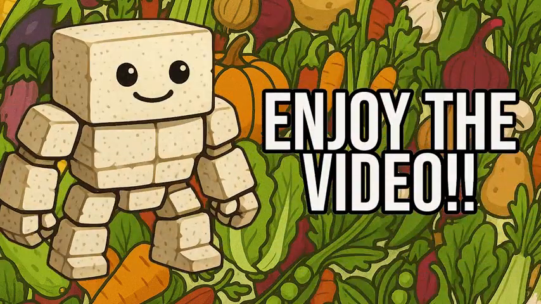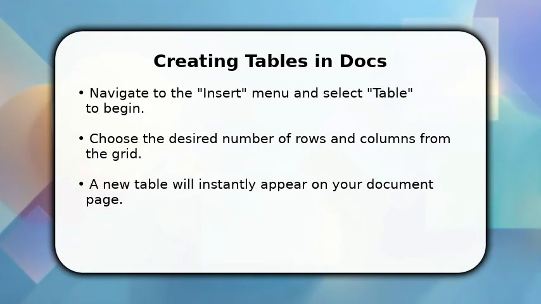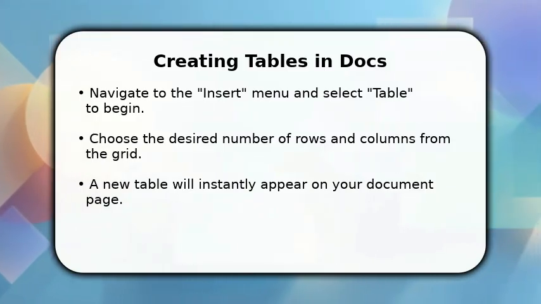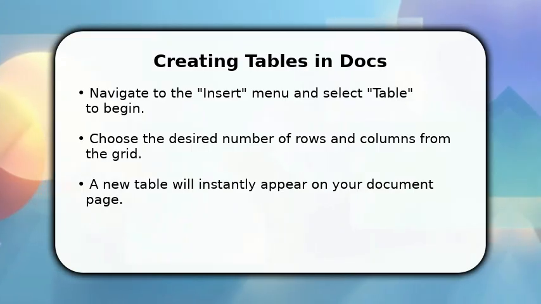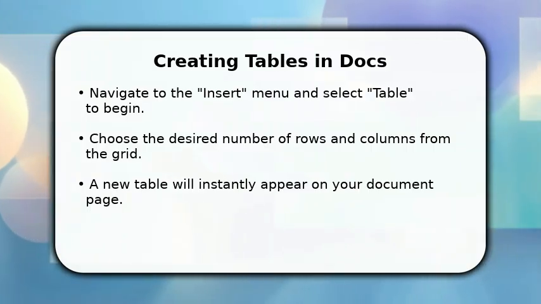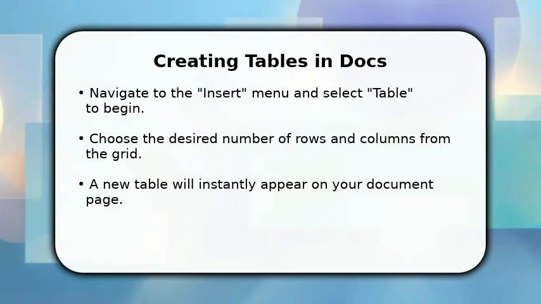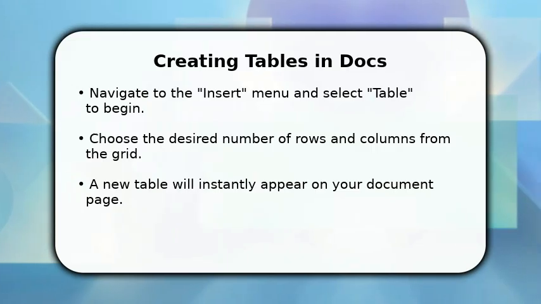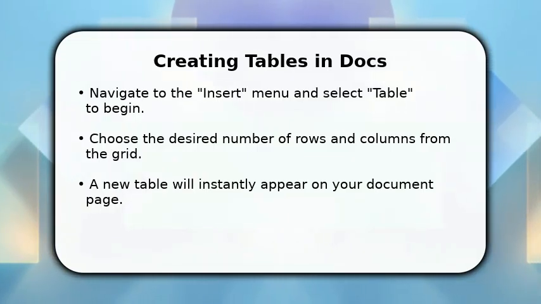Please enjoy the video. In this video, I will explain how to make tables in Google Docs. To start, simply go to the Insert menu at the top of your screen. From there, hover over Table and then select the number of rows and columns you need by dragging your mouse across the grid. For example, you could choose a 3x4 table. Once you click, your new table will appear, ready for your content. It's a straightforward process to get started.